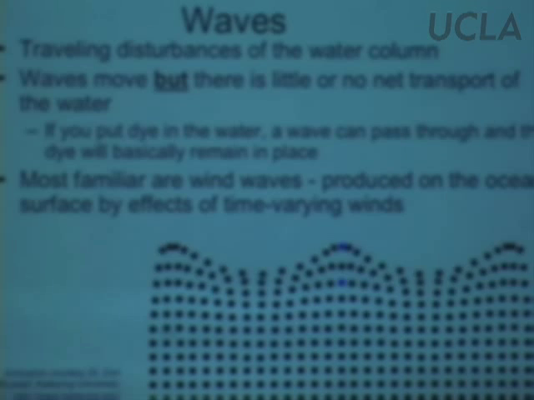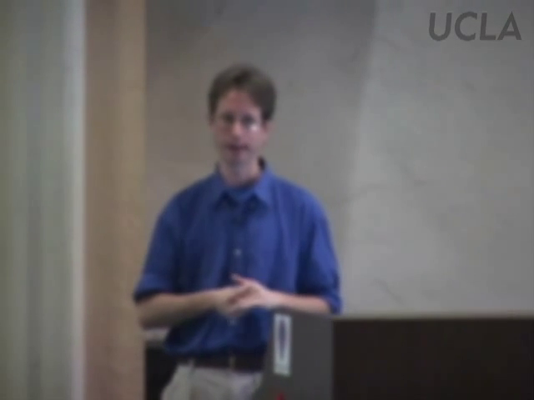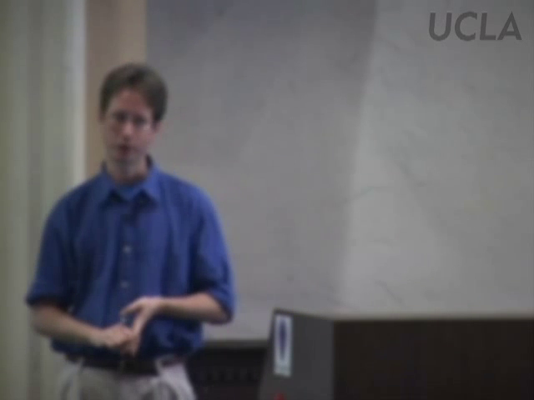Okay, and we're going to talk about many kinds of waves. We're going to talk about wind waves. We're going to talk about tsunamis. We're going to mention a special kind of wave that occurs particularly in lakes called a seiche. And then we're going to talk about tides.